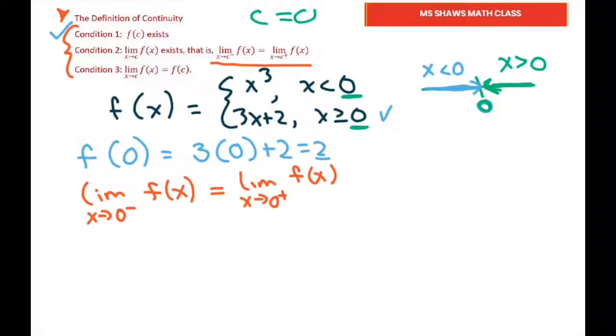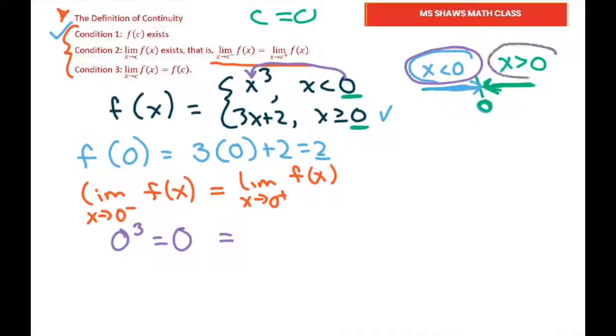So from the left, let's do purple, this one. We're plugging in 0 into that x. When you plug in 0 cubed, that equals 0. Now let's see from the right. From the right, we plug into this one, and that equals 2. We already did that one. So we have 0 equals 2, which doesn't add up. So the right-hand and left-hand limits don't equal each other. Therefore, the limit doesn't exist. Therefore, condition 2 fails.